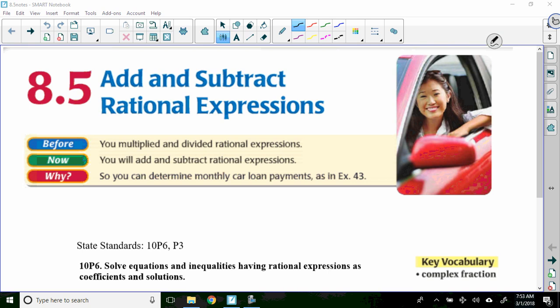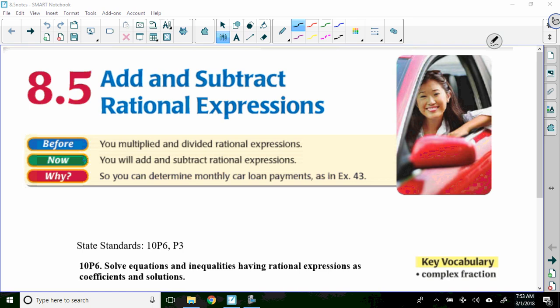So Chapter 8, Section 5, adding and subtracting rational expressions. The second line of that title, instead of rational expressions, we could say fractions. The only thing is our fractions aren't going to look like just numbers. There's going to be a lot more to them. So there's going to be polynomials in them and whatnot.